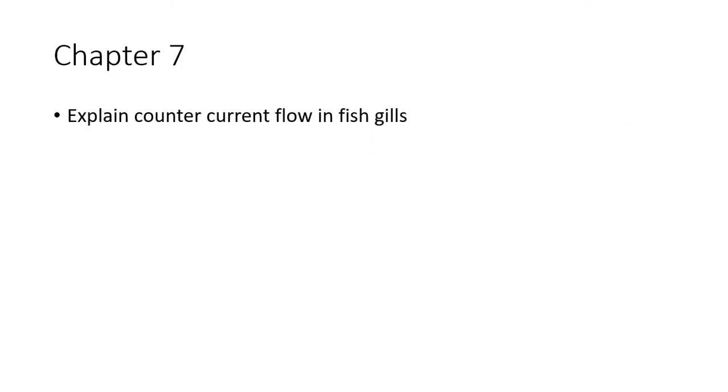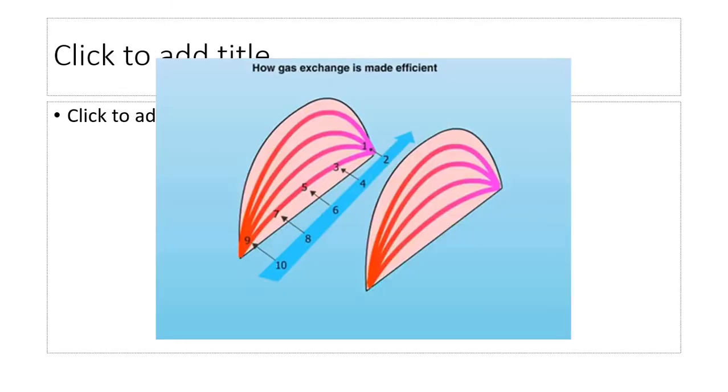So, question 1, explain countercurrent flow in fish gills. Okay, so the key concept of getting the answer here is the direction in which the water is flowing over the gill lamellae is opposite to the direction of the blood flow. So in this image, the blood is flowing from the 1 to the 9, and these numbers are trying to represent the concentration, an arbitrary unit for concentration of oxygen.